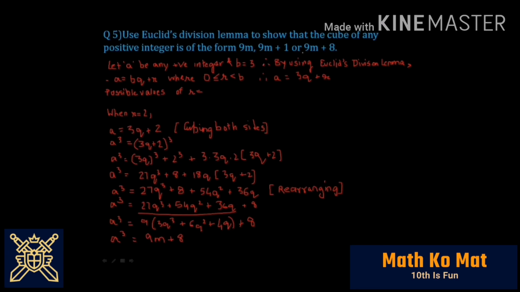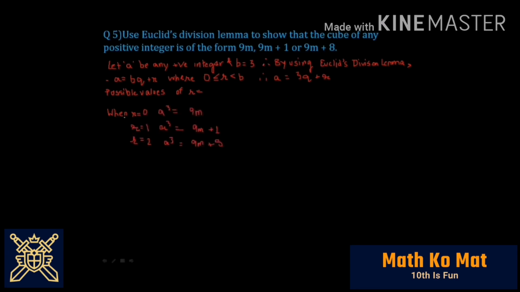Hence we can say that the cube of every positive integer is of the form 9m, 9m plus 1 or 9m plus 8. When r was 0, a cube was 9m, r was 1, a cube was 9m plus 1, r was 2 and a cube was 9m plus 8. And that's what we had to prove in the question. So hence we have proved that the cube of any positive integer is of the form 9m, 9m plus 1 or 9m plus 8.